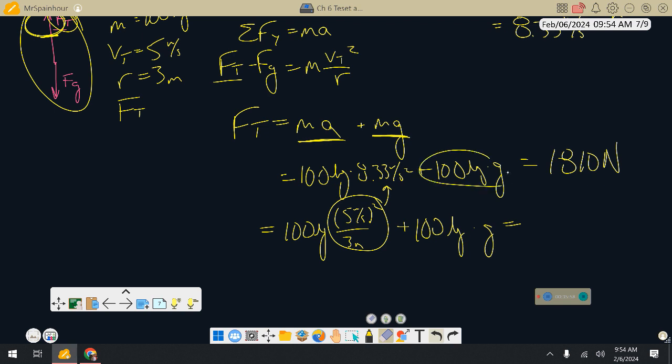What was the weight of Tarzan? The weight of Tarzan is 980. Does it make sense that the tension of the rope has to pull that much more than Tarzan's weight? Yeah, because it has to be bigger. It has to be larger in that particular direction.